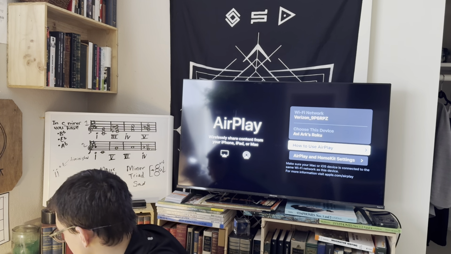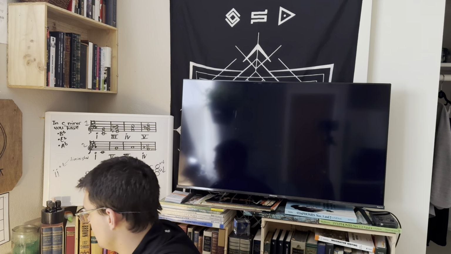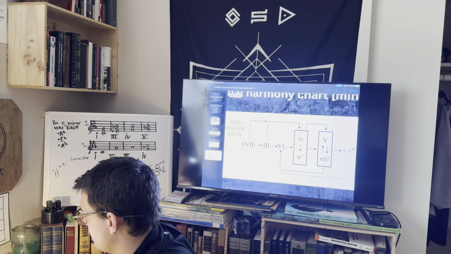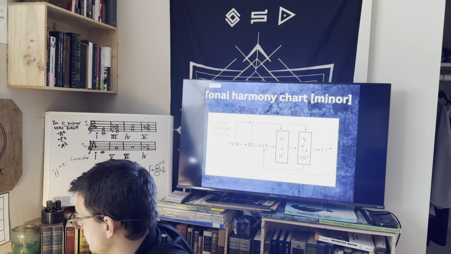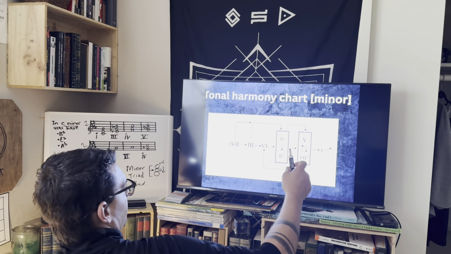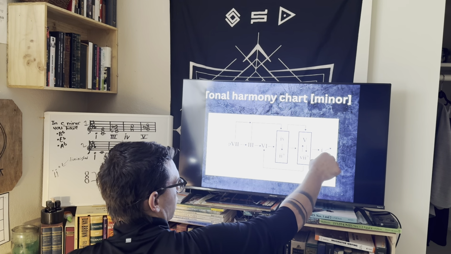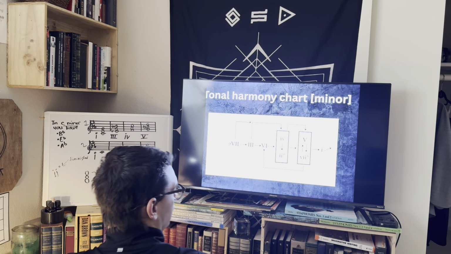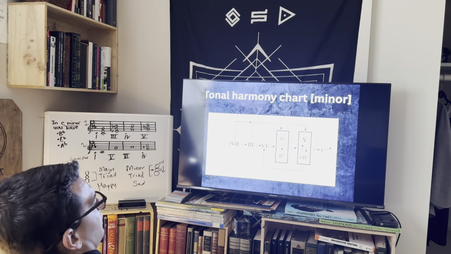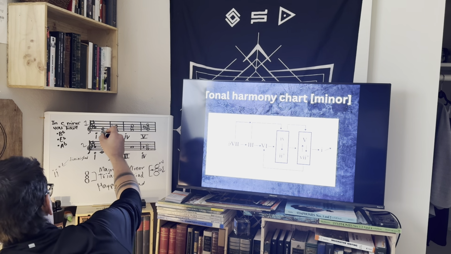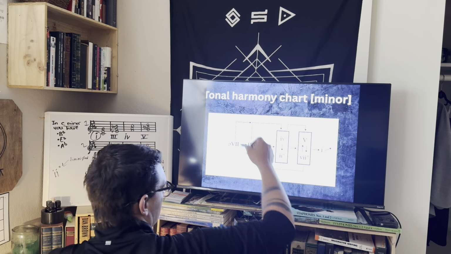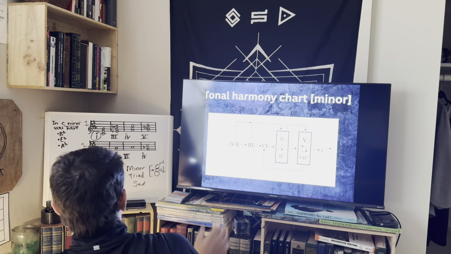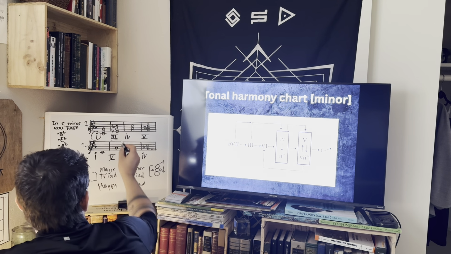Real quick, I'm going to pull this up again, so that you get what I'm talking about with this chart. According to this chart, the reason the 1 chord has an arrow that goes out is that the 1 chord can go to any other Roman numeral in the harmonic universe. So after you play the 1 chord, which is this chord, you can go to any chord. Dealer's choice. You can choose if you want to go to the 5 or the 4 or the 3, whatever. In this song, I decided to go to the 3 chord.